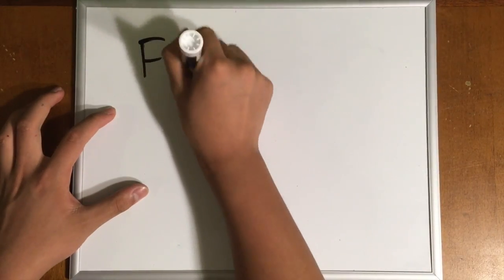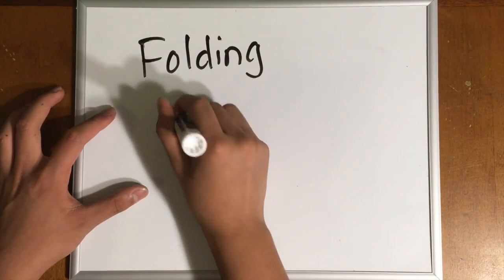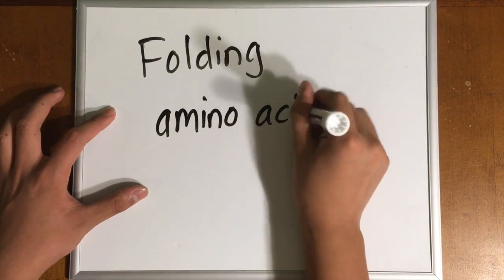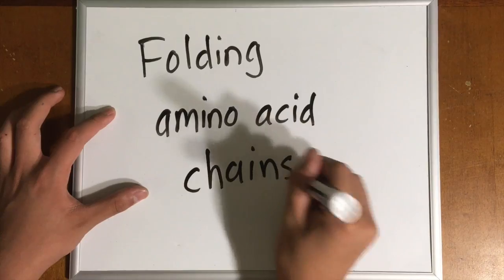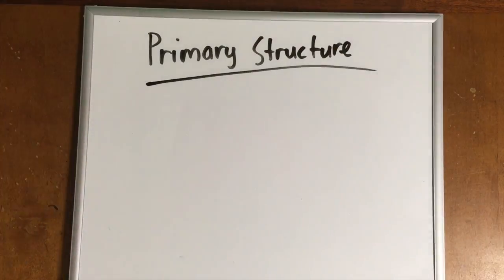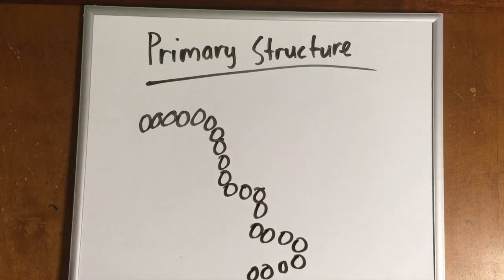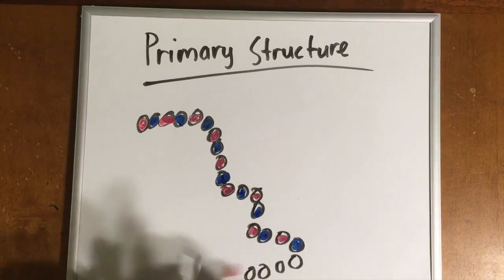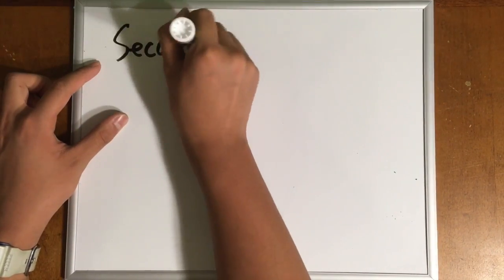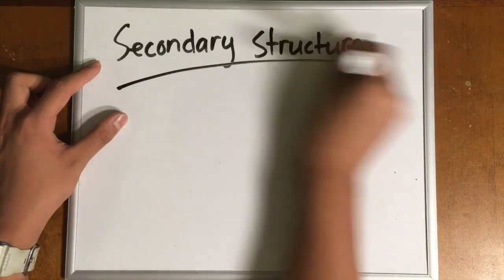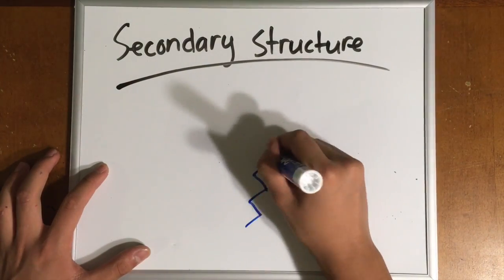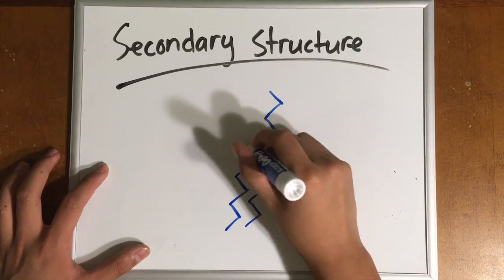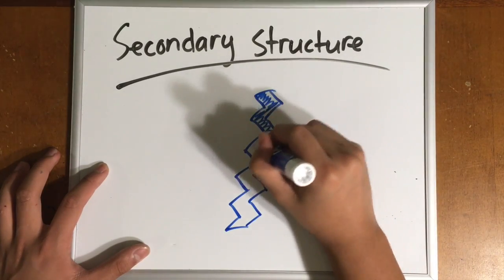The next step of protein synthesis is folding amino acid chains. The first structure is called primary structure. This is basically a super long chain of amino acids. The second structure is called secondary structure. The amino acids are folded in a repeating pattern because of the hydrogen bonding of the peptide backbone.